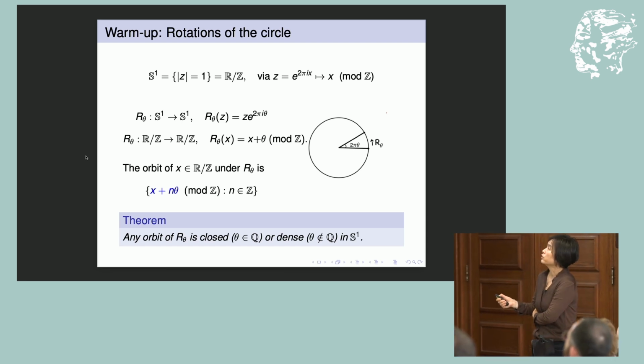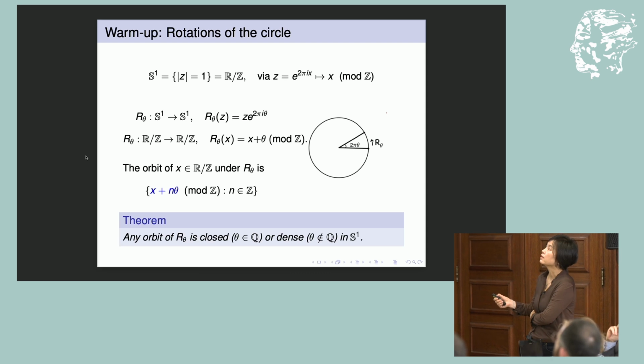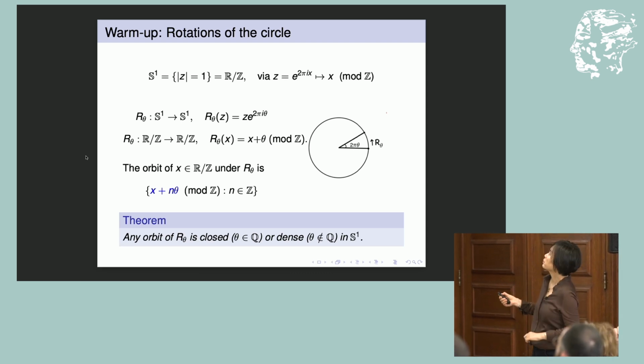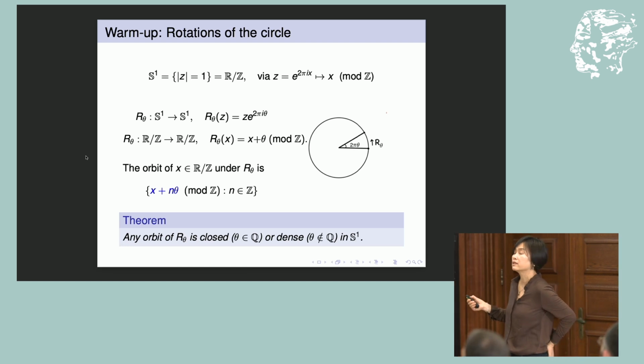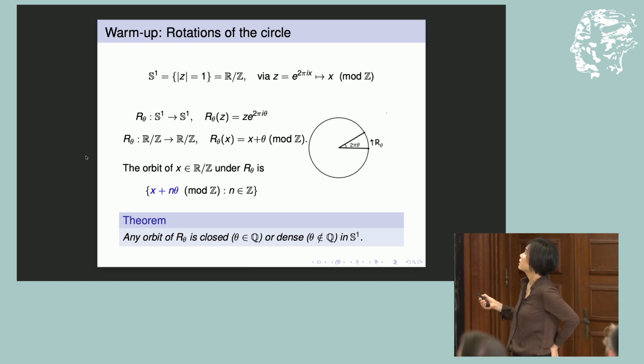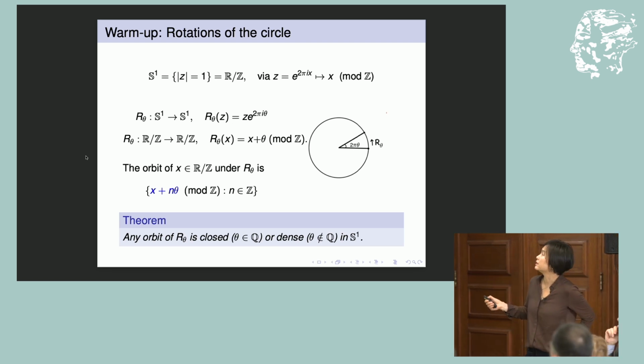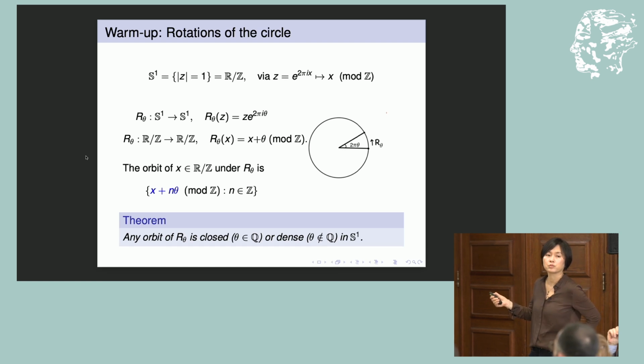I'm going to denote by r sub theta a rotation by the angle 2 pi theta. So here's the picture: I have this circle, and r theta is a rotation by 2 pi theta. In the multiplicative model, this is just multiplication by e to the 2 pi i theta. And in the additive model, this is simply adding theta: x goes to x plus theta, modulo Z.